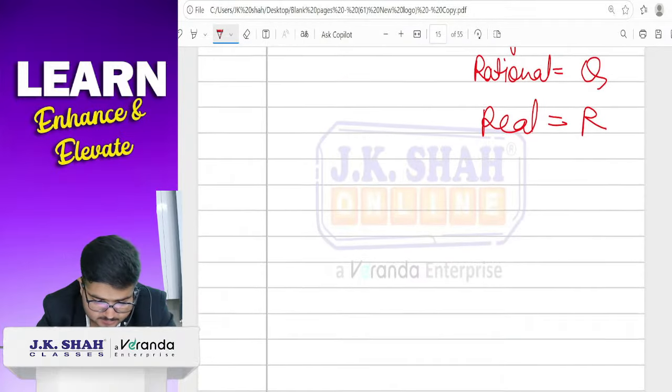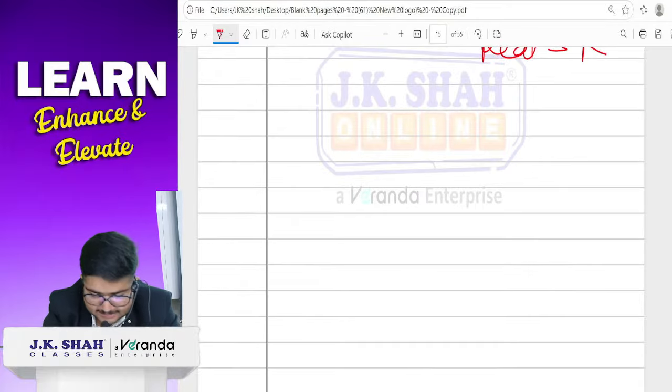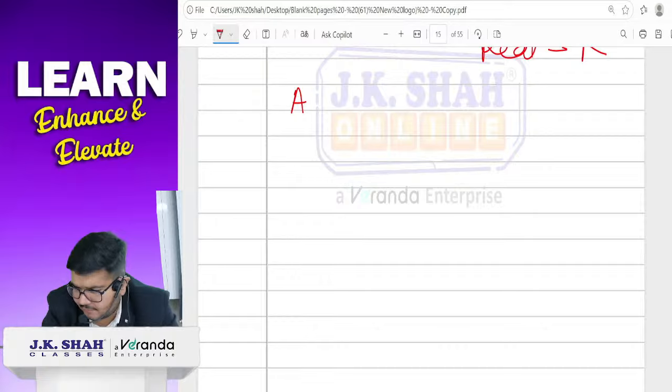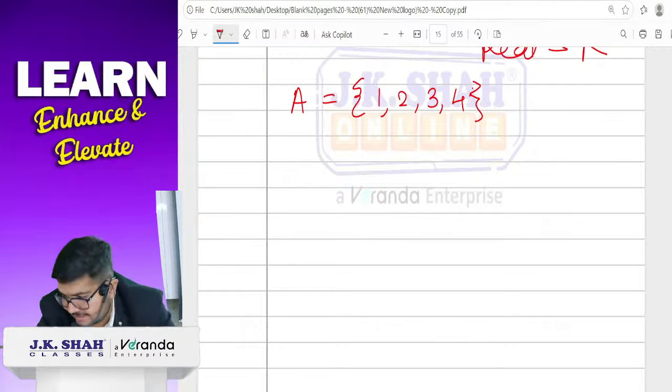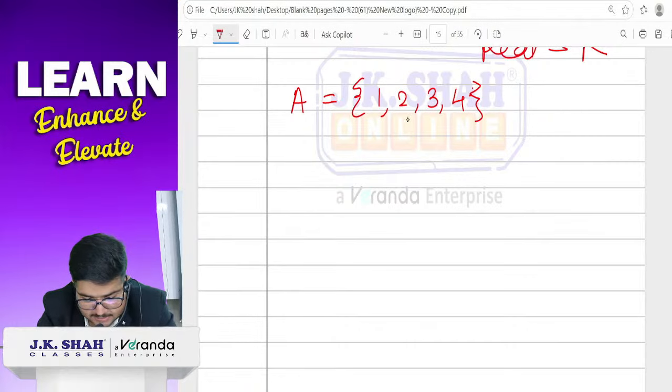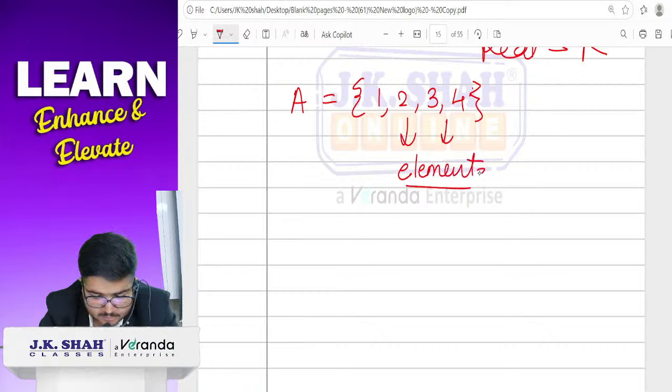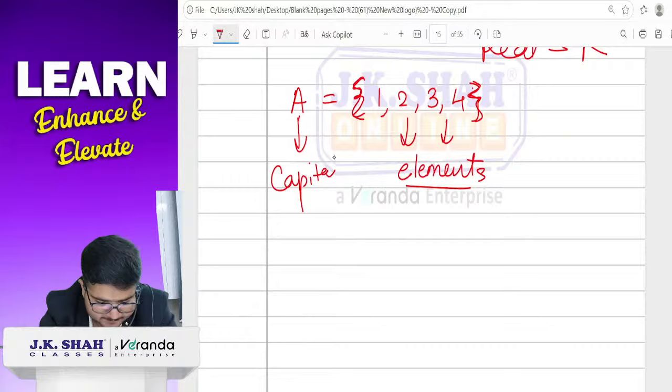Understood? Now, what are sets? For example, I am writing an example of a set. There is a name of a set called A. You can give any letter. A equals to, and there will be some elements of the set, for example, 1, 2, 3, 4. This is a set of 4 numbers, and all these are called elements. Always elements are enclosed in curly brackets, and the name of the set is in capital letters, right?